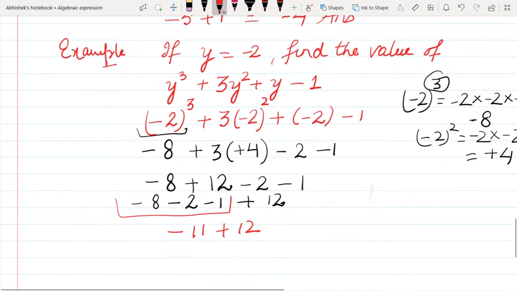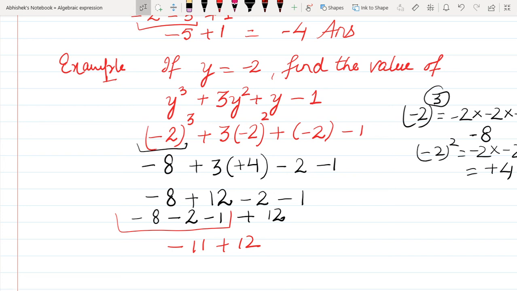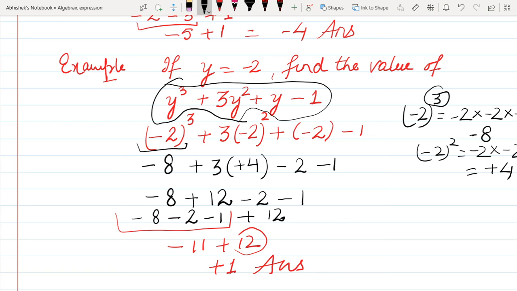Again we have two opposite signs, so we will subtract the numbers and the sign of the bigger term comes. Here the bigger term is 12, so the answer is plus 1. This is the value of this algebraic expression when y's value is minus 2. I hope it is clear to you.